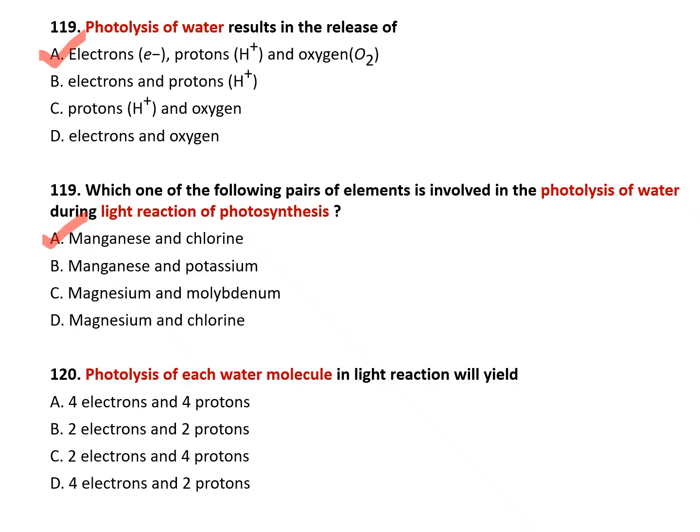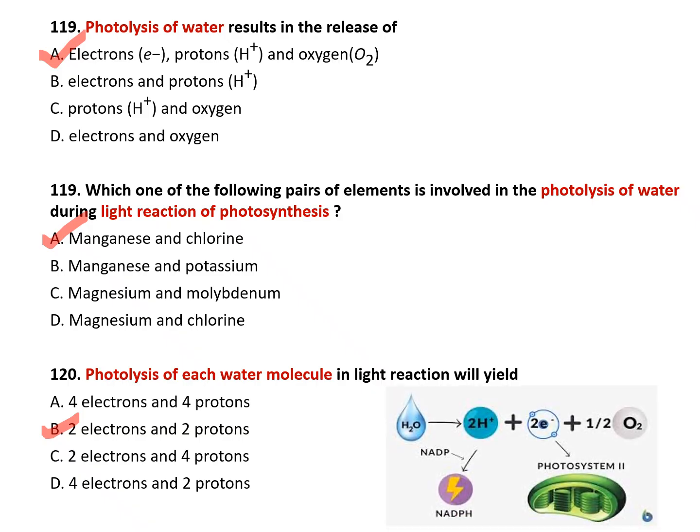The next question, number 120. Photolysis of each water molecule in the light reaction will yield: option A, 4 electrons and 4 protons; option B, 2 electrons and 2 protons; option C, 2 electrons and 4 protons; option D, 4 electrons and 2 protons. The correct answer is option B, 2 electrons and 2 protons. When a water molecule splits, it gives 2 hydrogen atoms, 2 electrons and half an oxygen molecule.